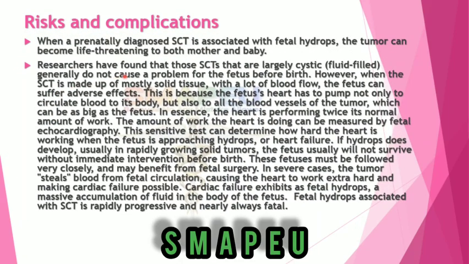The researchers have found that those sacrococcygeal tumors that are largely cystic, that is fluid-filled, generally do not cause a problem for the fetus before birth. However, when the sacrococcygeal teratoma is made up of mostly solid tissue with a lot of blood flow, the fetus can suffer adverse effects. This is because the fetal heart has to pump not only to circulate blood to its body, but also to all the blood vessels of the tumor, which can be as big as the fetus. In essence, the heart is performing twice its normal amount of work.